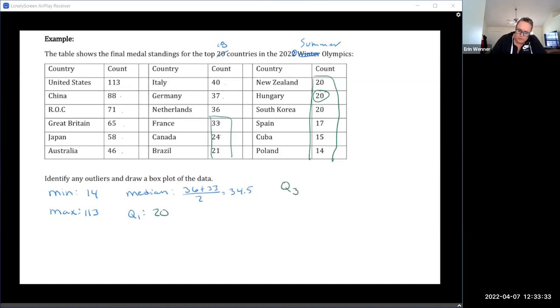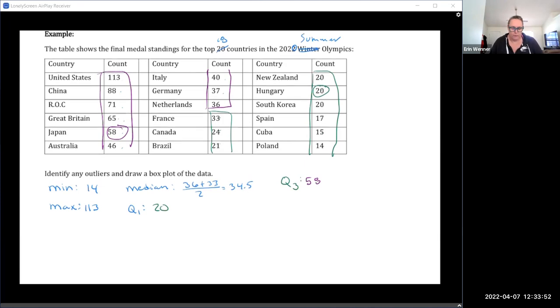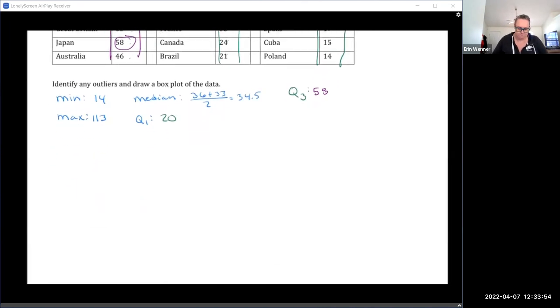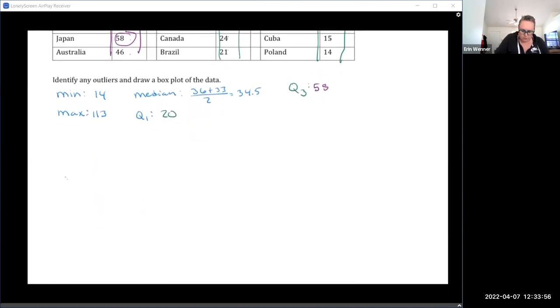Now finding the median of the upper quartile. That's going to be these numbers. So again, 1, 2, 3, 4, we end up with 58 as that value. So let's graph our initial stuff, okay? I'm going to go by tens.